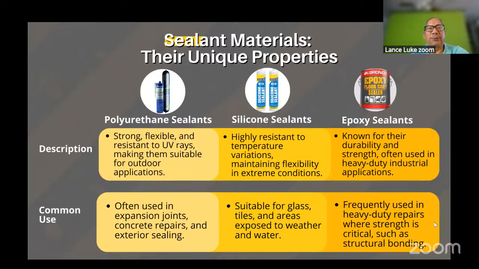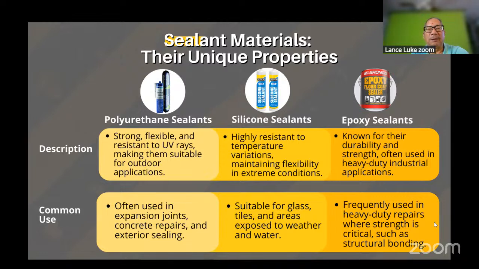So, the difference in the unique properties of sealants. There's polyurethane, silicone, and epoxy. Polyurethane: strong, flexible, resistant to UV rays. You can use it outdoors. Commonly used in expansion joints, concrete repairs, exterior.